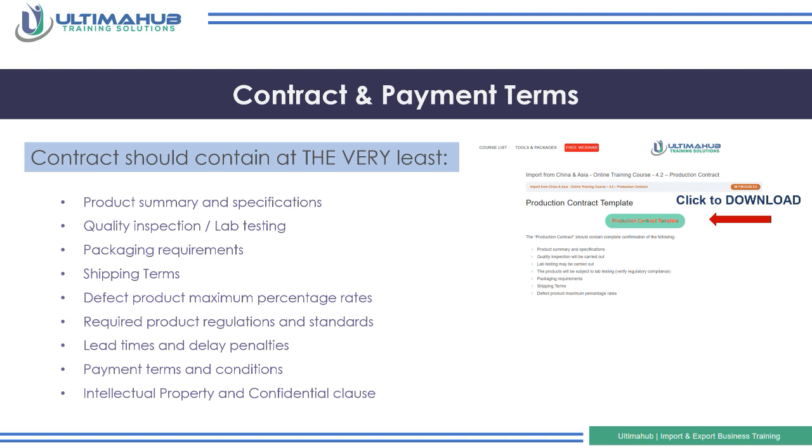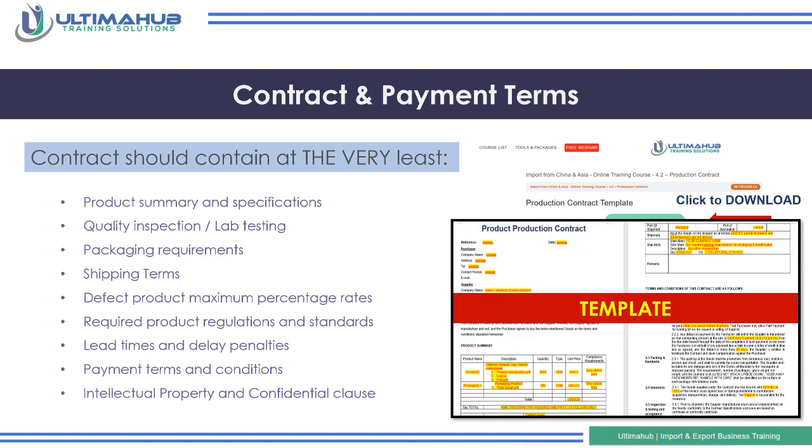Also, the required product regulations and standards need to be quoted on the contract, as well as the lead times and delay penalties. If a manufacturer is going to be well over the time limits that you are expecting and that are stated on the contract, that's obviously not acceptable, so the repercussions need to be stated clearly on the contract, mainly so the supplier knows what timescales they're working to. Payment terms and conditions obviously have to be on there, and clauses to say that your design is your intellectual property and also completely confidential need to be clearly stated on there too.